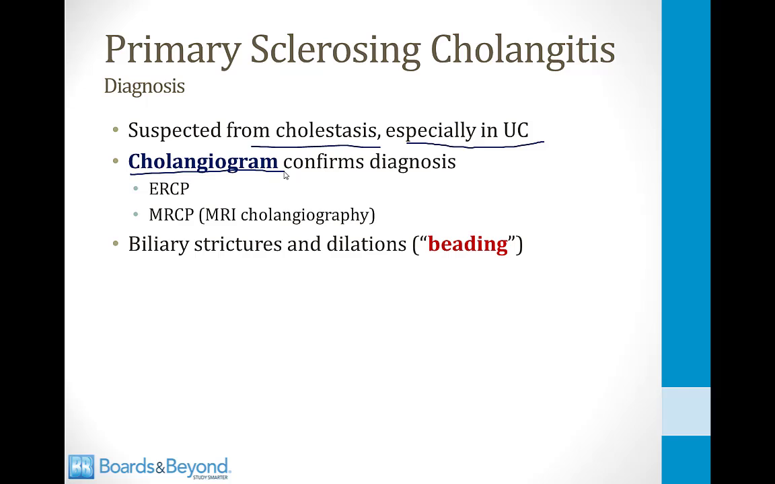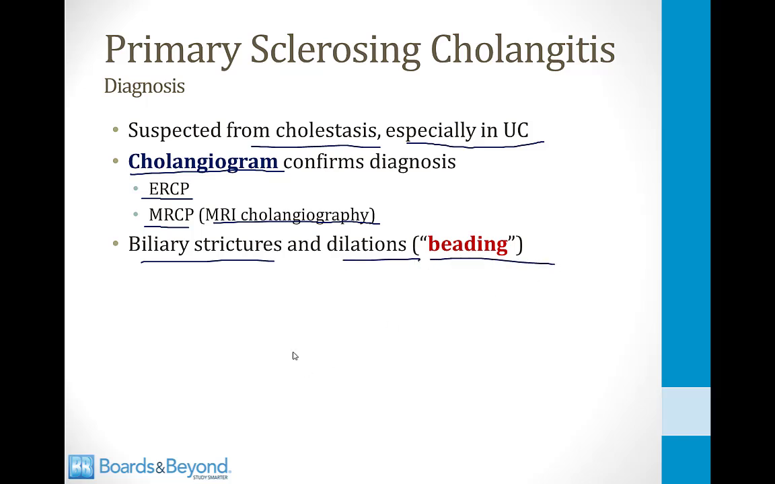There are a couple of ways to do this. One way is called ERCP. This stands for endoscopic retrograde cholangiopancreatography. This involves putting a device into the duodenum and squirting some dye into the biliary tree to take a picture. Another way to do it is called MRCP, which is MRI cholangiography. And if you do either of these tests, what you will see is biliary strictures and dilatations.